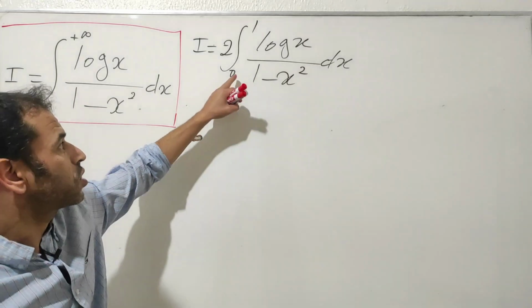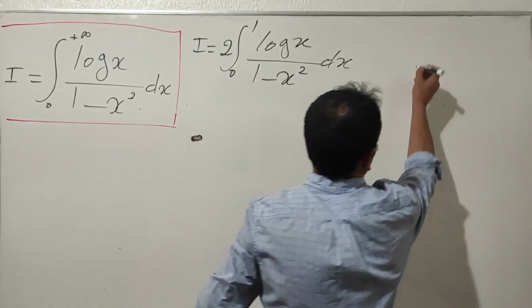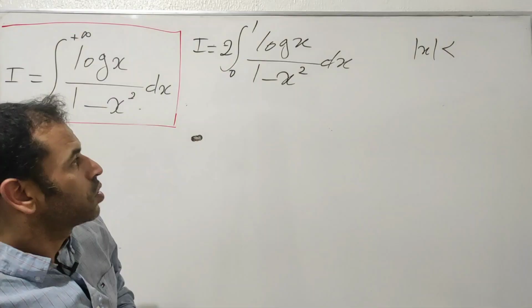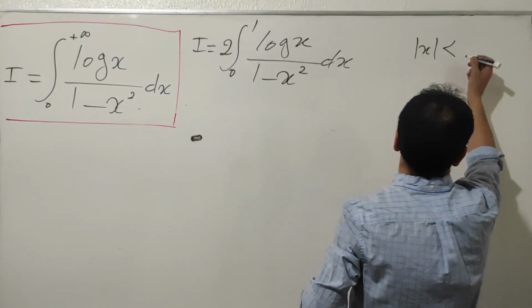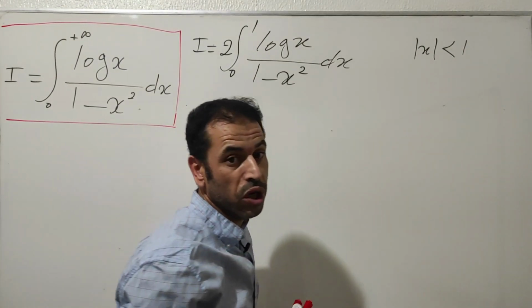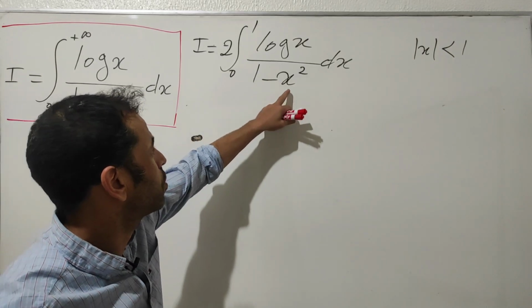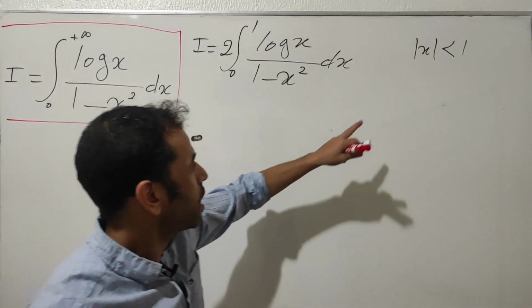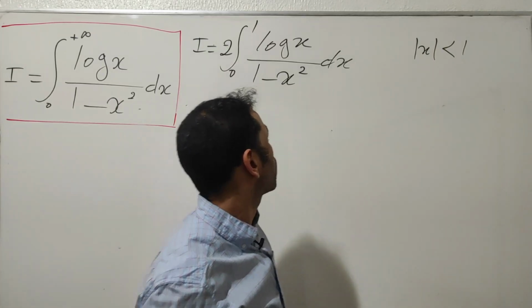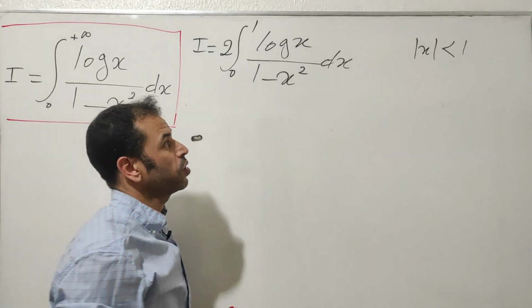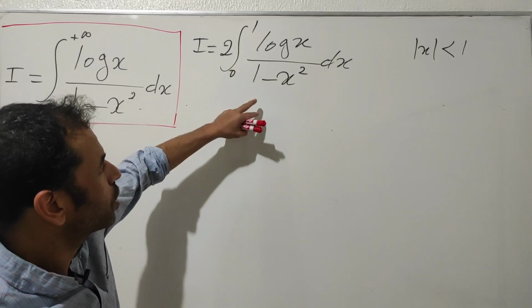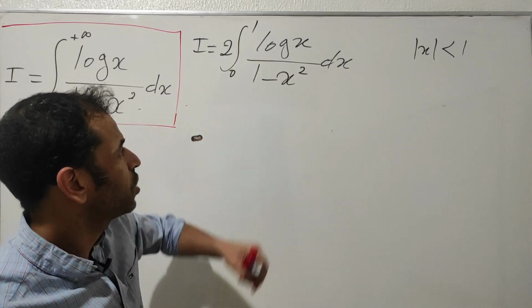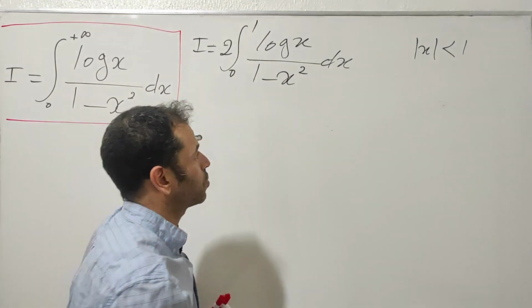Since x runs from 0 to 1, we get that the absolute value of x is strictly inferior to 1. We are not going to include 1, because if I include 1, I will have a problem in the denominator. So x must be strictly inferior to 1. Of course, it's positive.